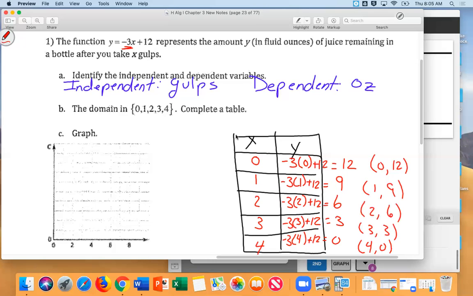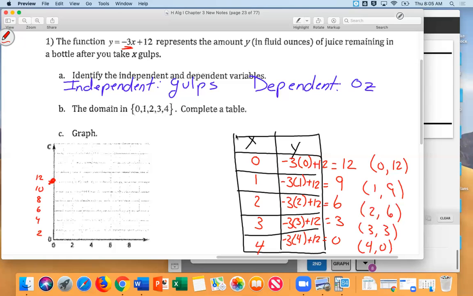1, 2, 3, 4, 5, 6, 7, 8, 9, 10. Notice I don't have 12. So what should I count by? 2s. Sounds great. So it's going to be 2, 4, 6, 8, 10, 12. So 0, 12. Right there.